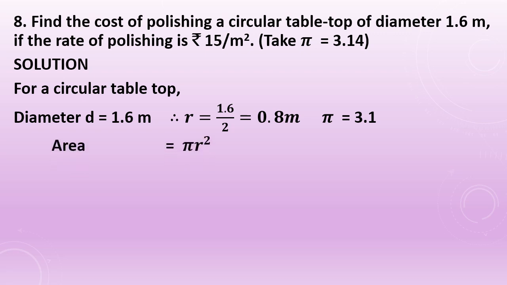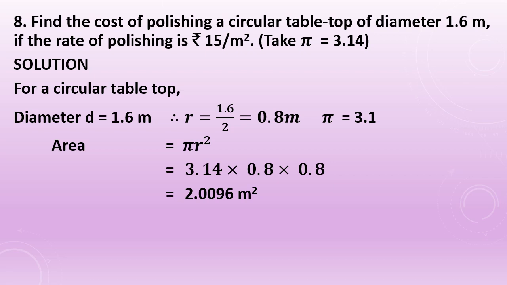Now the area of the tabletop, it is a circular tabletop, so it is equal to pi r square. Substituting the value, 3.14 into 0.8 into 0.8, 3.14 multiplied by 0.64, which gives 2.0096 meter square. So the first part of the question is complete.